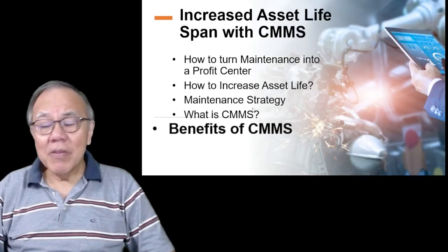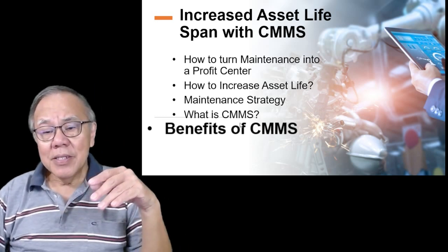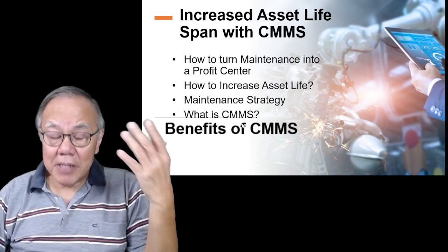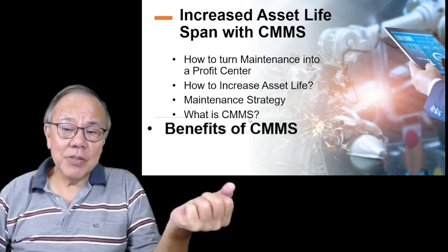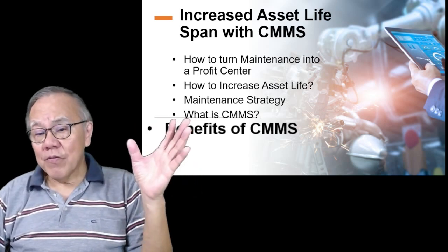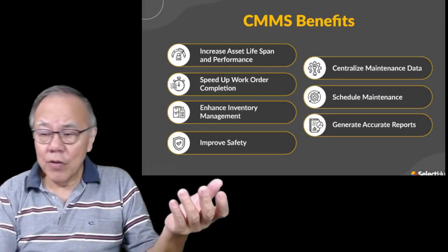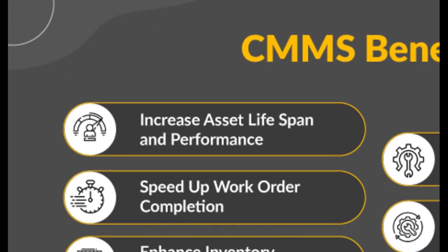Now, what are some of the benefits that you can get from there? Generally, these are some of the things that have been said of CMMS, and those who have used it will be able to confirm it. If you look at this chart, some of the benefits of CMMS are increased asset lifespan and performance, speeding up work order completion, enhanced inventory, improved safety, and centralized data. So it can actually increase asset life.